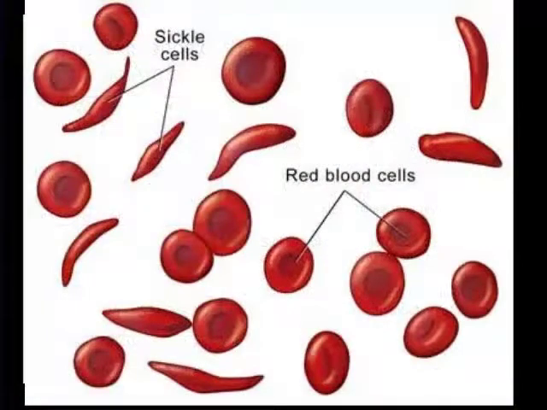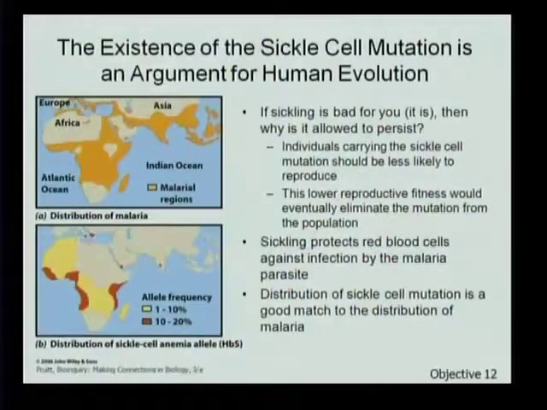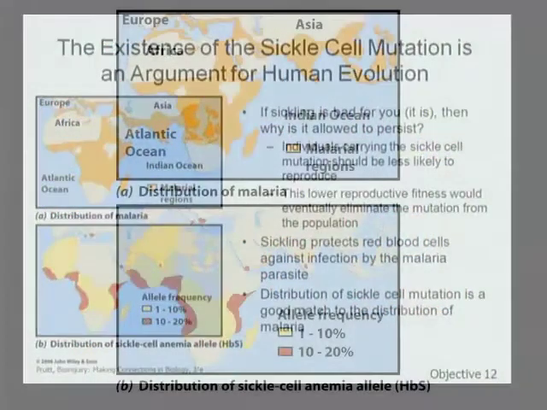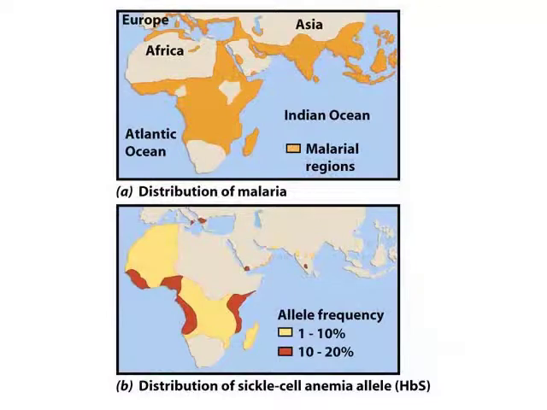Well, here's an argument for human evolution. Sickling's bad for you. Having your red blood cells collapse in on themselves and form these sickle shapes is not a good thing to have happen. Why is it that people with this sickle cell mutation don't die before they can reproduce? Or more to the point, why is it that they're so sickly? Get how that works? Why isn't it that they're so sickly, they're so sad, that they can't find mates, and so they have a lower reproductive fitness?